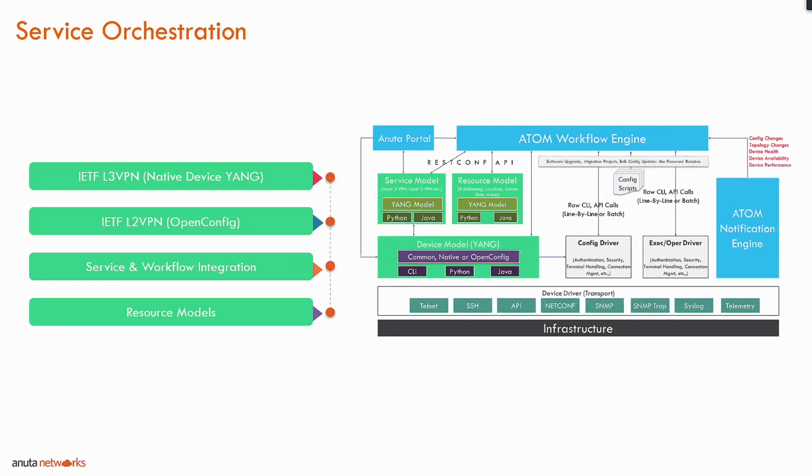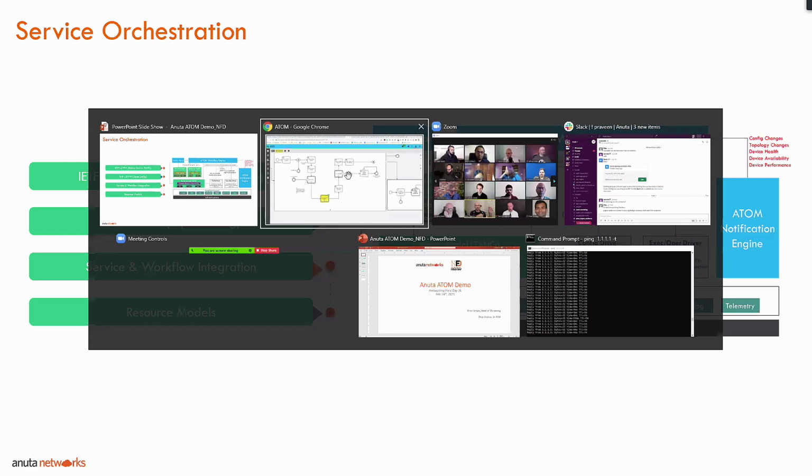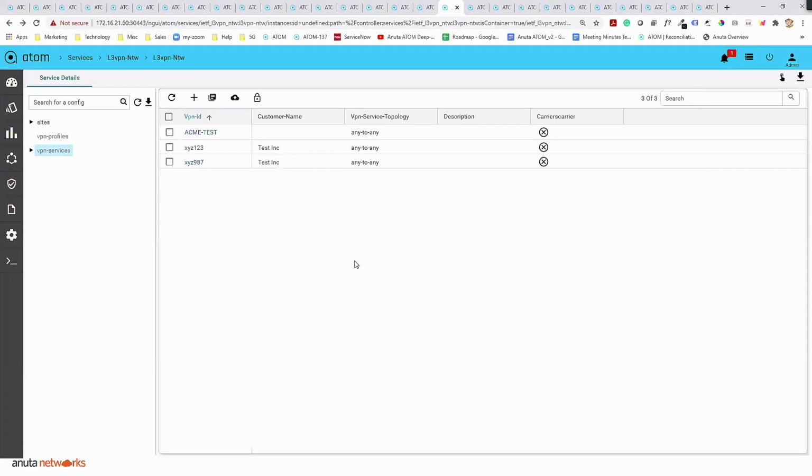So for all the stateful use cases, we have the service orchestration. This is again based on Yang models. What I'm going to walk you through is a few of the examples here. So let's start with the first one, which is the IETF L3VPN. As you can see, I'm on the services section here, and I have a set of examples to show you. So this is an IETF-based L3VPN.